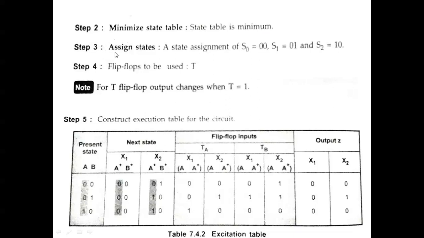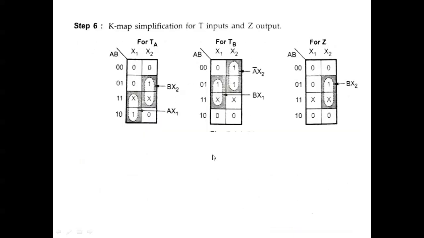So step 3, assign the state: state assignment of S0 as 00, S1 and S2. And step 4, the flip flop to be used is T. So this is a T flip flop. T flip flop means toggle flip flop. So construct the excitation table of the circuit. The present state is there, the next state is there, and the flip flop inputs and output are there. So this is the excitation table.